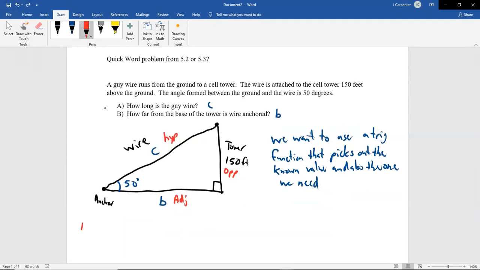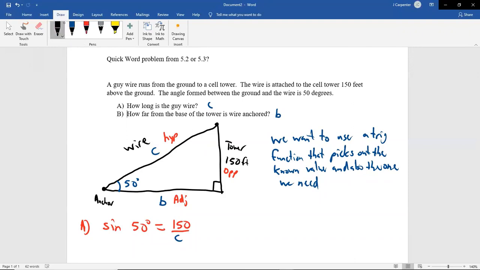So for A, we're going to write the sine of 50 degrees is equal to, now sine is the opposite over hypotenuse. The opposite is that known value of 150 feet over the hypotenuse, which is that blue distance C. I didn't have to make it blue. I'm just trying to emphasize, since I called it parts A and B with uppercase letters.